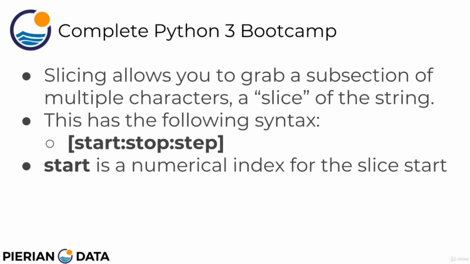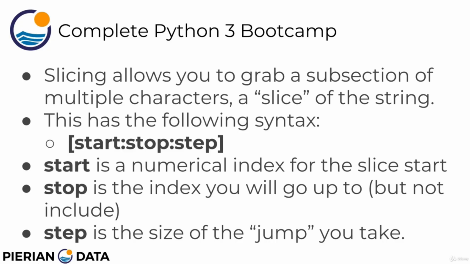Slicing allows you to grab a subsection of multiple characters, otherwise known as a slice of the string. This has slightly different syntax. Again, it's going to be in square brackets, but because we're grabbing a subsection, we can define 3 parts: start, stop, and step. This goes in square brackets with a colon separating each of these 3 terms. Start is the numerical index of the slice start. Stop is the index you will go up to, but not include. That's an important note, and we're going to really focus on that in the examples we'll see in just a bit. And then step is the size of the jump you take from start to stop.